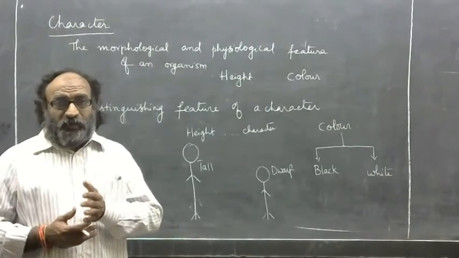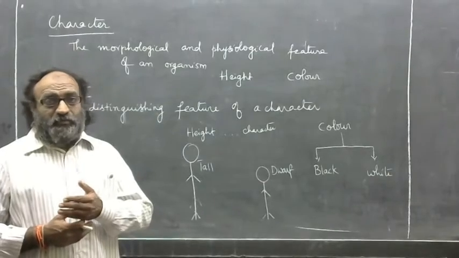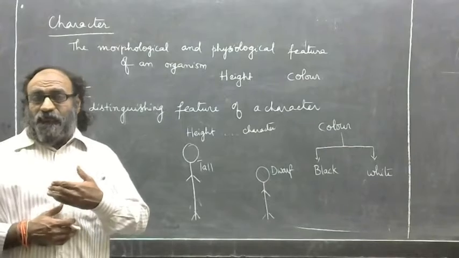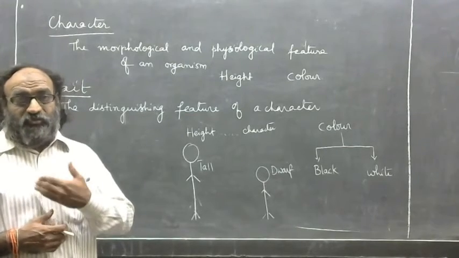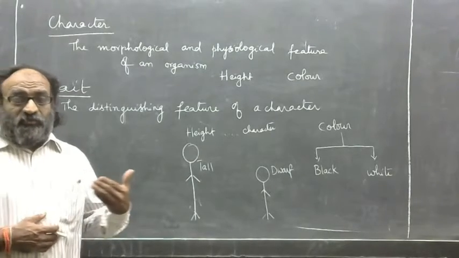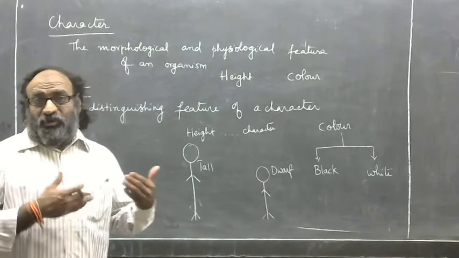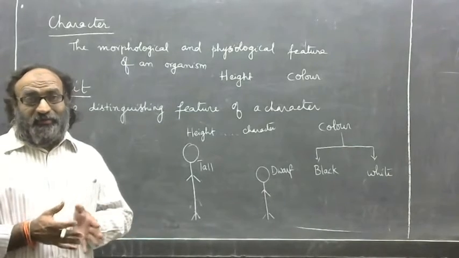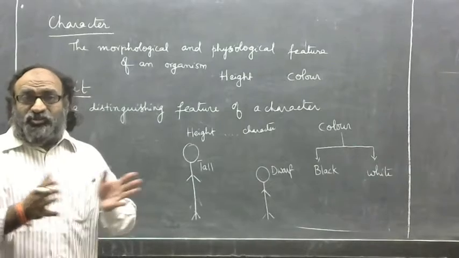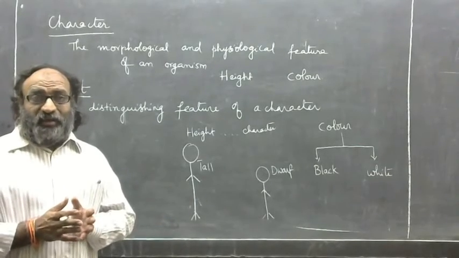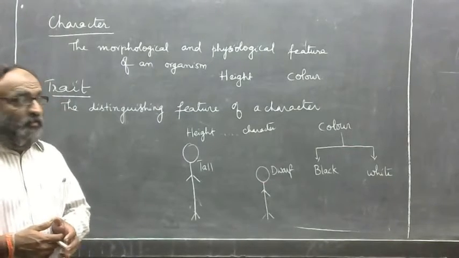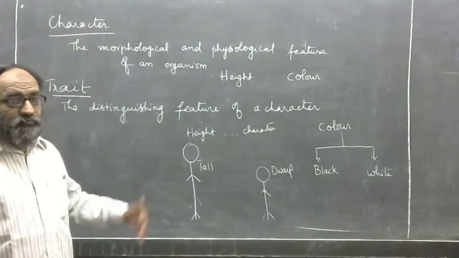I will define what is a character again. The character is a morphological and a physiological feature of an organism. That is the structural and functional feature of an organism. Whereas the trait is a distinguishing feature of a character, the feature which makes the character distinct. The distinguishing feature of a character is a trait.